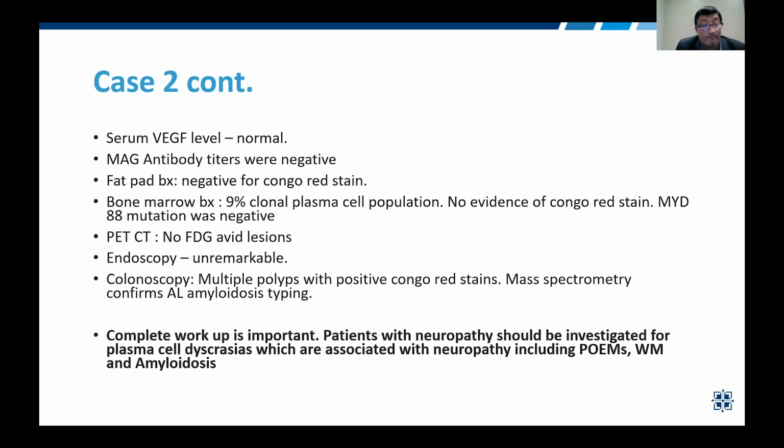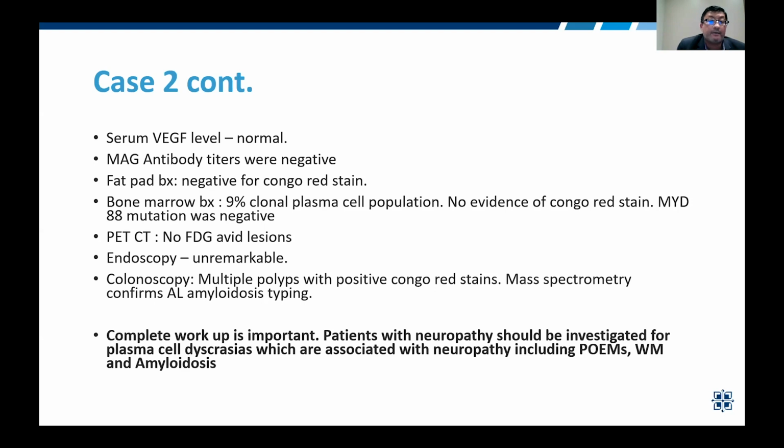Now Waldenstrom, this is another type of MGUS that can present as a kind of atypical MGUS that we are talking about. So you can see we did the MAG antibody titers, that was negative. Now it's a good thought that different types of neuropathy can be associated with plasma cell dyscrasia. He had a fat pad biopsy, which was negative. The bone marrow did show 9% clonal plasma cells and no evidence of Congo red stain. We did additional testing with an MYD88 mutation that was negative. PET scan was negative. Endoscopy was unremarkable.